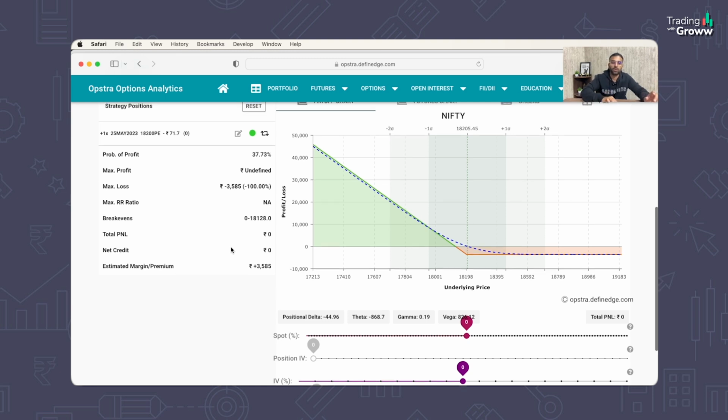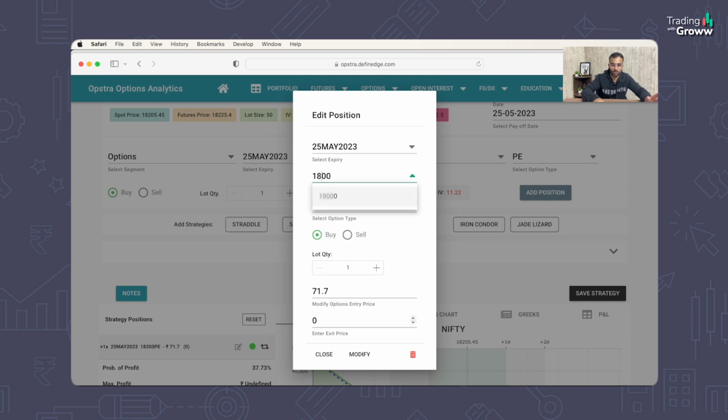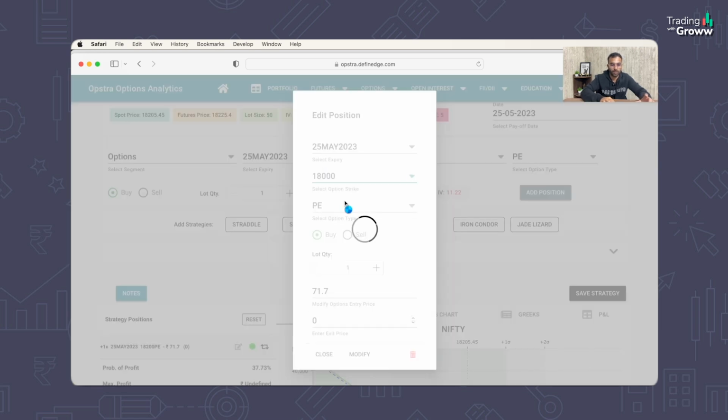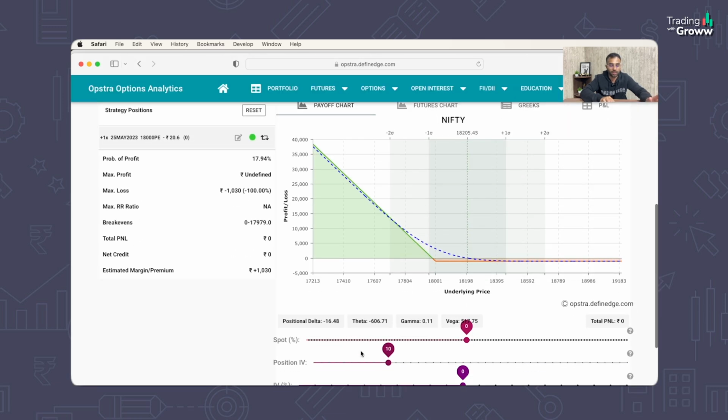So if you change it from 18,200 to say 18,000, which is a bit OTM away, let's change it here. So I'm changing it to the 18,000 put option, which is just an OTM option. Now if we check what is the overall delta, it is 16. Which means that if the Nifty drops 100 points from the current level, then this premium can gain 16 rupees. So from 20 rupees it can go to 36 rupees.